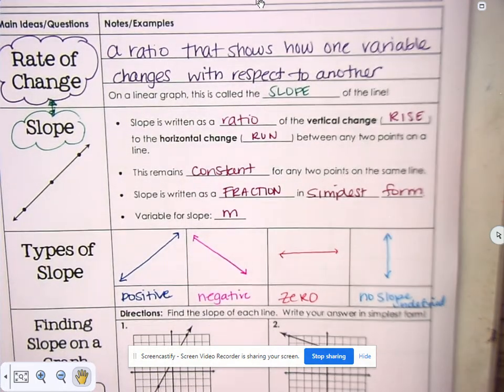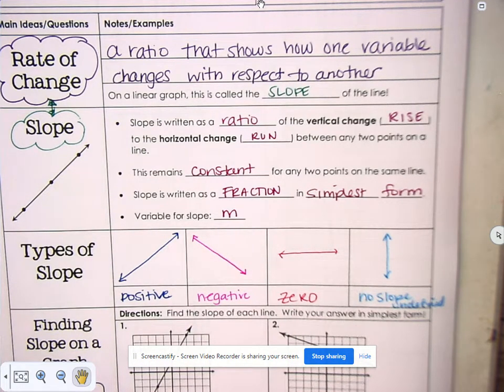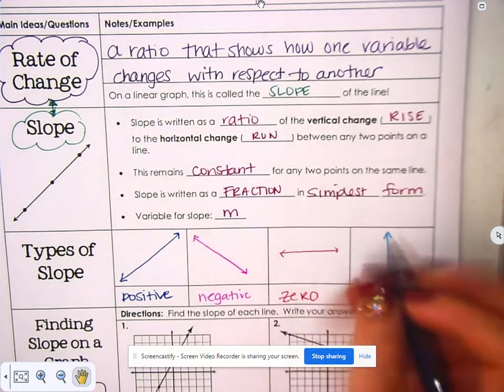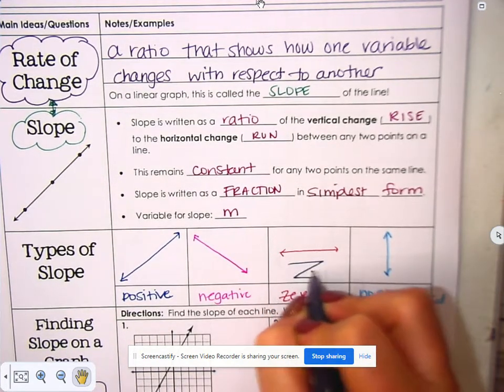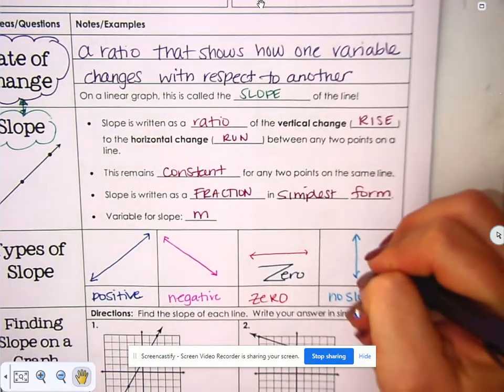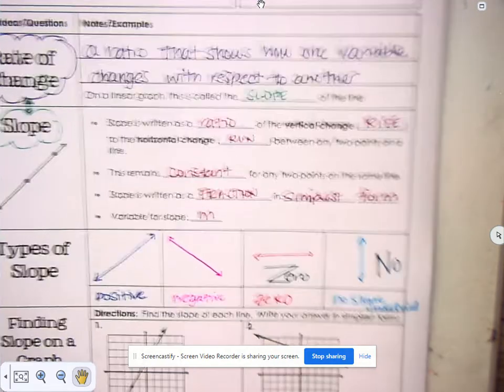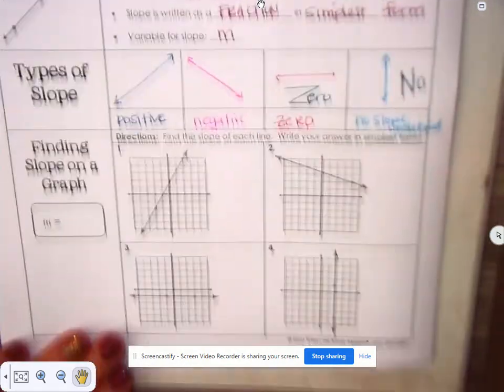Either one. Real quick, one thing about these two: I always say that a horizontal line is like starting the letter Z for zero, and a vertical line is like starting the letter N for no. So zero and no slope on those two.